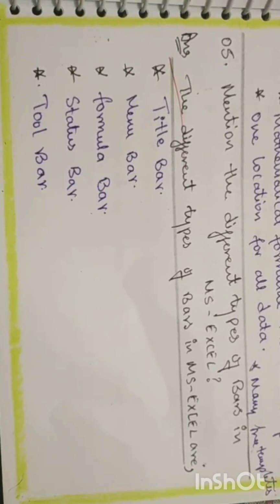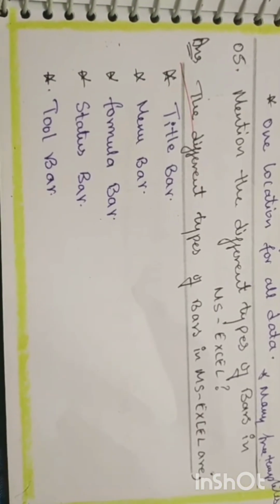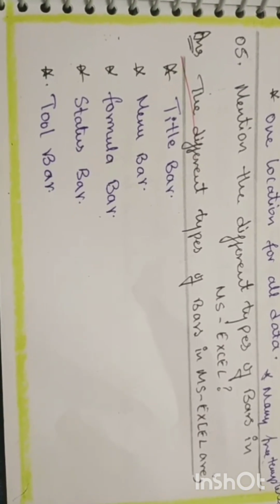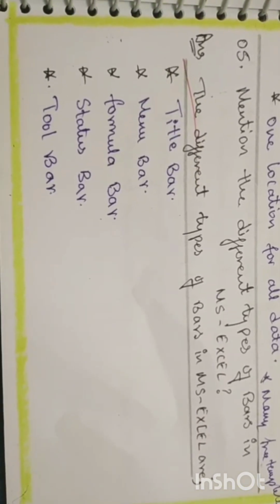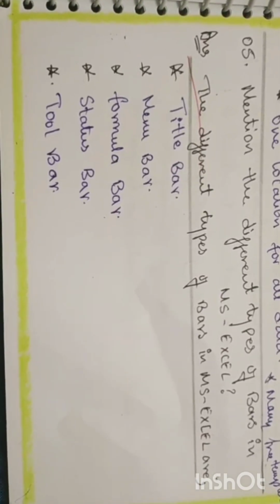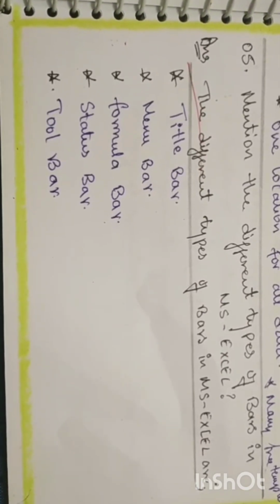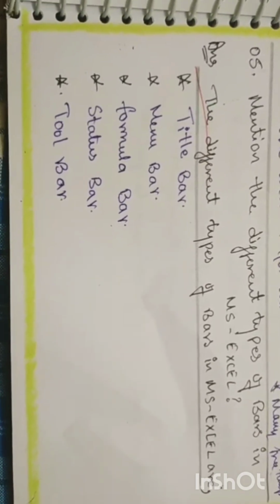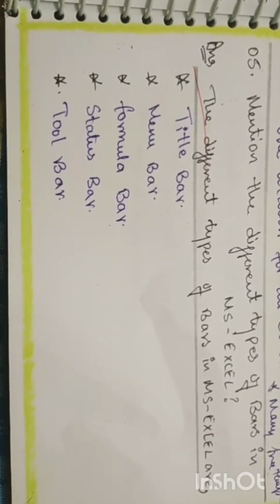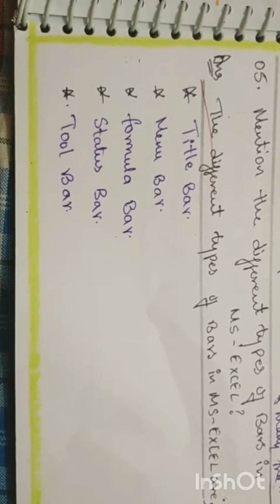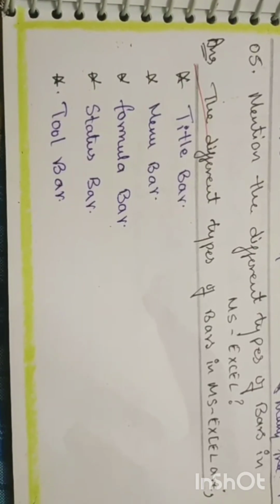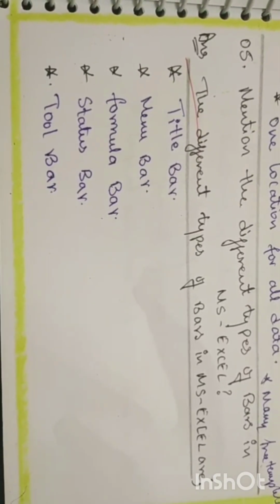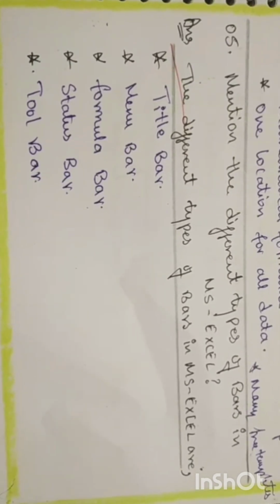Next question is, mention the different types of bars in MS Excel. What are the types of bars in MS Excel? If you see the opening new spreadsheet, the first screen, you can find a title bar where you can give a title for what type of file you are creating. Menu bar, it shows the combination of menus you need. Formula bar, where you can enter the formulas. Status bar and toolbar. These are the different types of bars included in MS Excel.